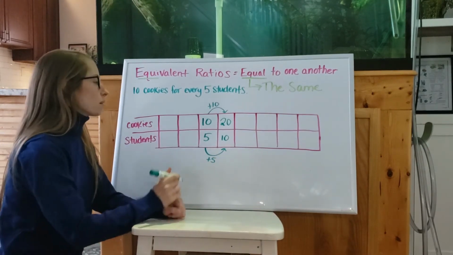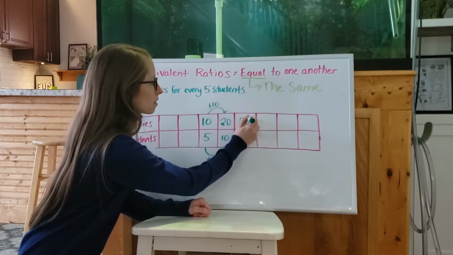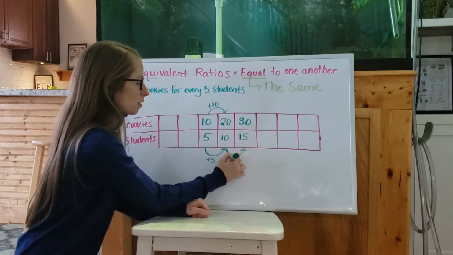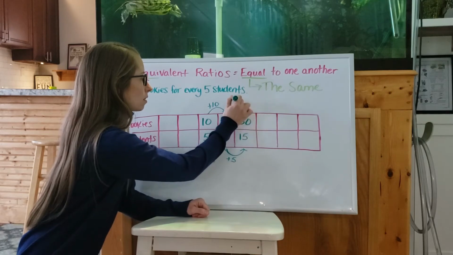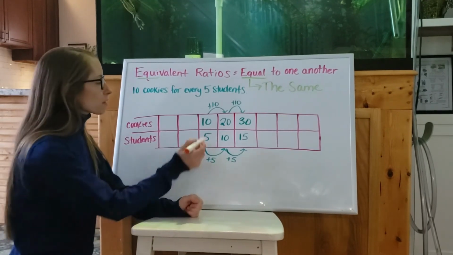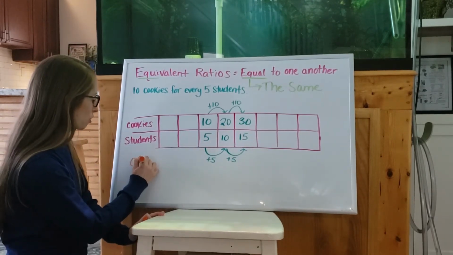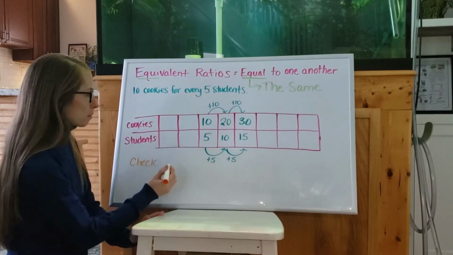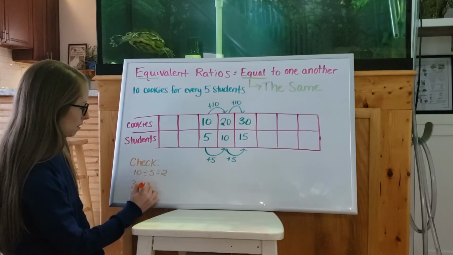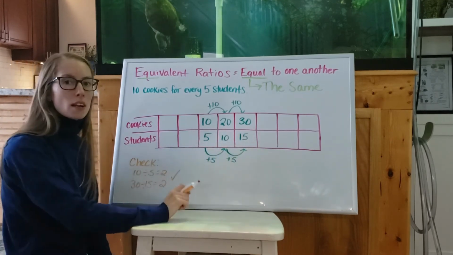This is called repeated addition because you repeat that pattern all the way throughout the table. So 20 plus 10 will give me 30 cookies, and 10 students plus 5 more gives me 15 students. Now I have 3 equivalent ratios: 10 to 5, 20 to 10, and 30 to 15. Once again, I can check to see if those ratios are equivalent by dividing the top number by the bottom number. 10 divided by 5 gives me 2. 30 divided by 15 also gives me 2. Therefore, 10 to 5 and 30 to 15 are equivalent.